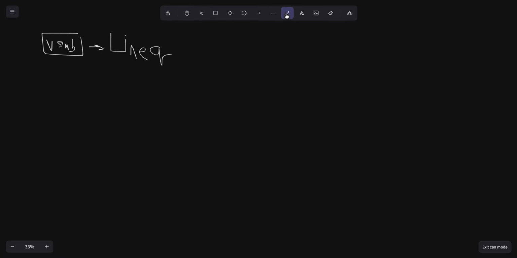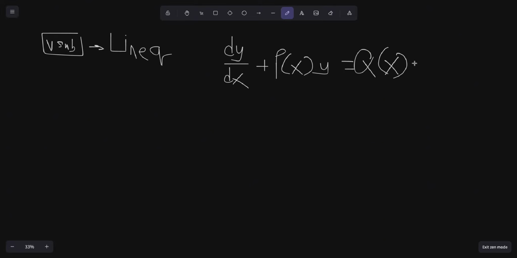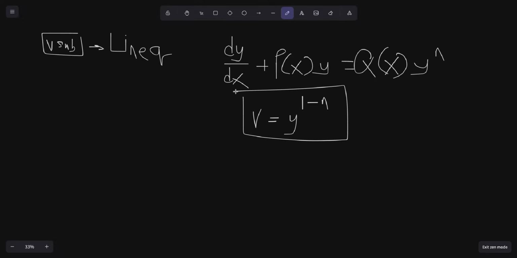All right, so the second type of v sub converts some differential equation into a linear type, in which you have to do the integrating factor. That type is going to be in the form dy/dx plus p of x times y is equal to q of x times y to the n power. And the v sub that you want to do for this is v is equal to y to the 1 minus n. This is the substitution that is important to know, okay?